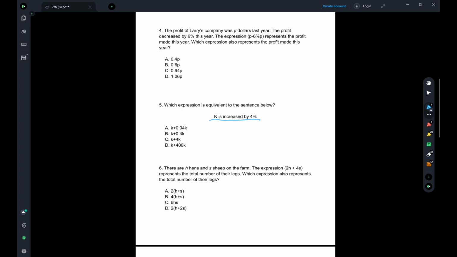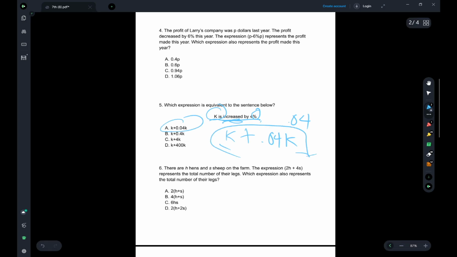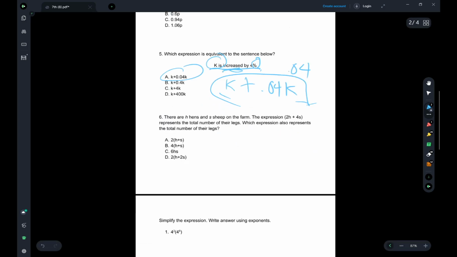Now, what is 4% equal to? 4% is also equal to 0.04, because this percent sign is the same thing as dividing by 100. So, when you try to find a percentage of K, you would have to multiply 0.04K. And it says K is increased, so K is not subtracting but adding 4%. So this would be your equation. So A would be our answer. Alright, next page.